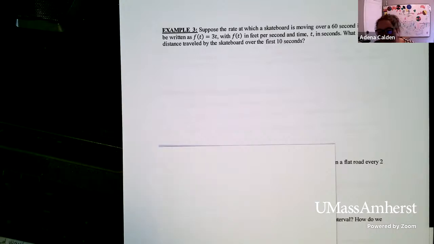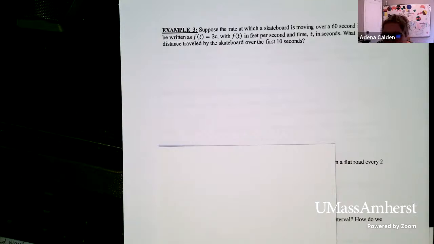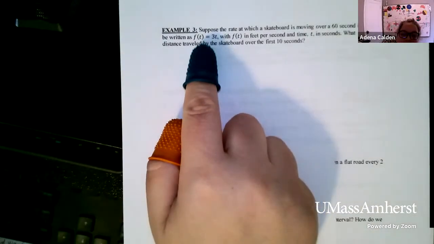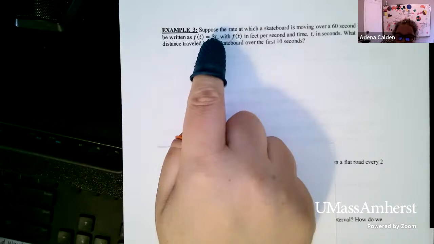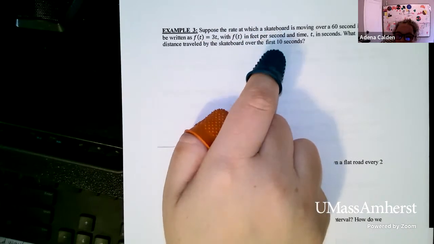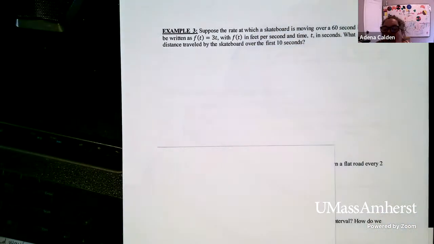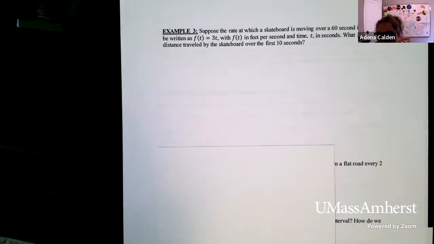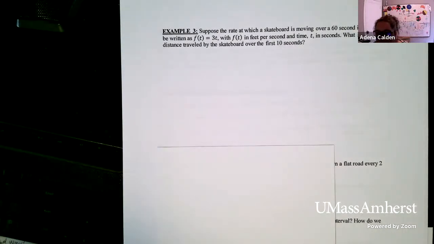You might also think, well, can't we just take 10 and plug it into the function? Well, we could, but that wouldn't answer our question. That would answer a different question. If you take 10 and you plug it into this function 3t, that gives you 30 feet per second. That's how fast you're traveling at time 10. That doesn't tell you how far you traveled over 10 seconds. So we can't just multiply with our algebraic rules.